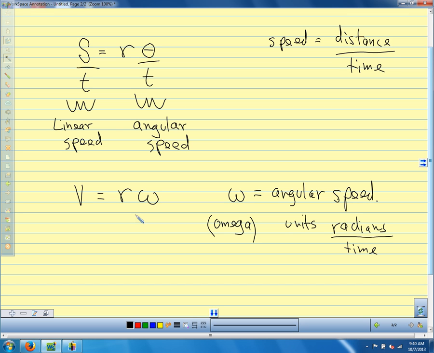And the problems that you'll see with this usually have to do with something like a bicycle, a car, maybe a saw blade in a sawmill that's turning, that kind of thing. So something that's turning and moving at the same time. So let's look at an example of using linear speed and angular speed.